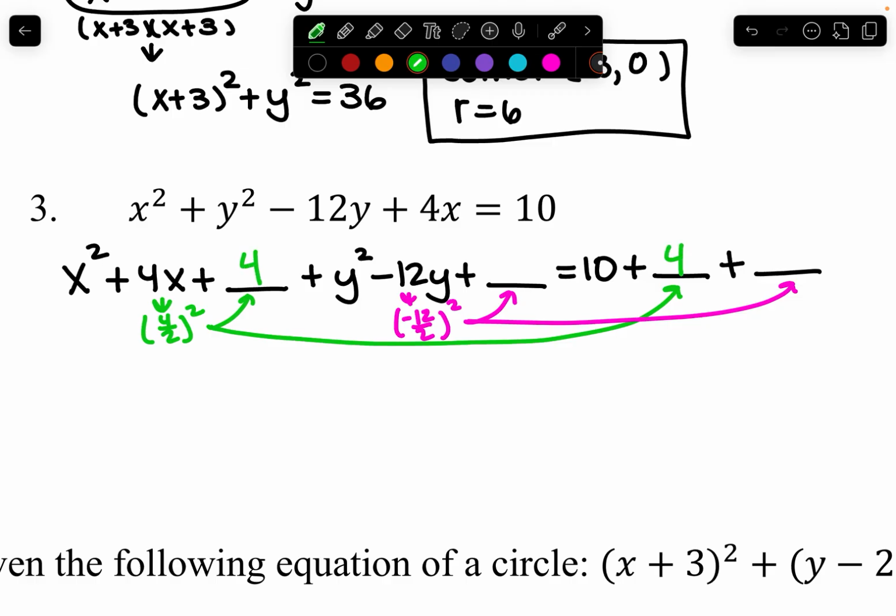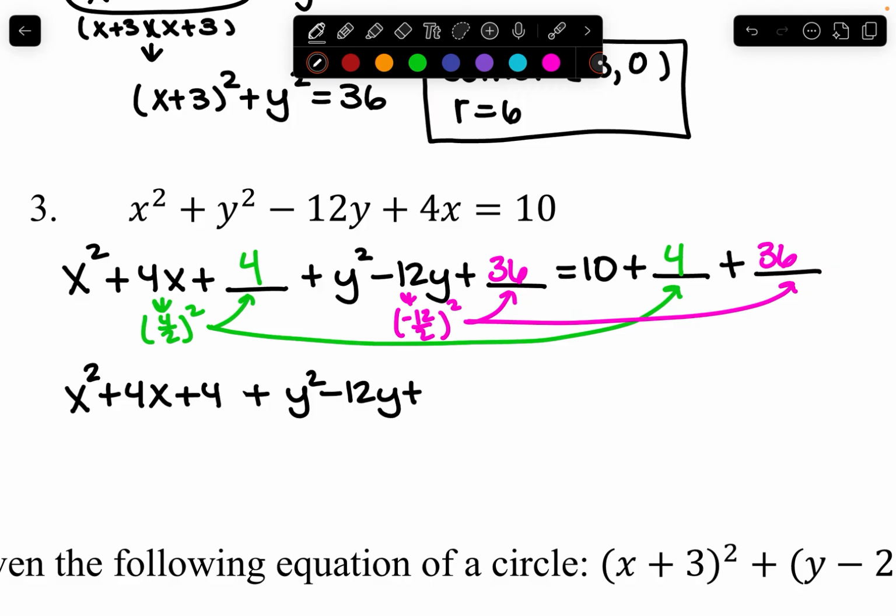So each of these blanks will be a 4. And then I'm going to come over here, and then -12 divided by 2 is -6. -6 squared is a positive 36. So that's going to go here. Okay. So I've got x squared plus 4x plus 4 plus y squared minus 12y plus 36 equals, let's go ahead and add all of that together. 10 plus 4 plus 36 is 50.